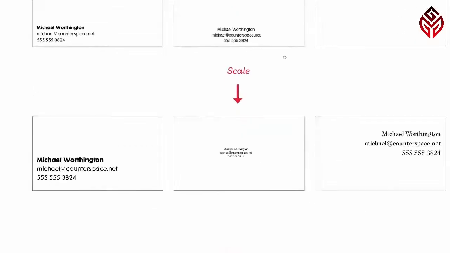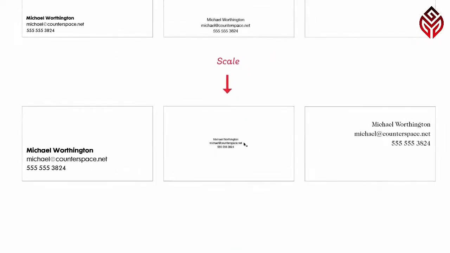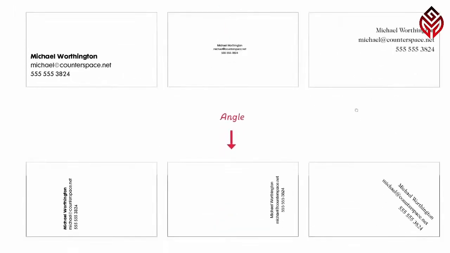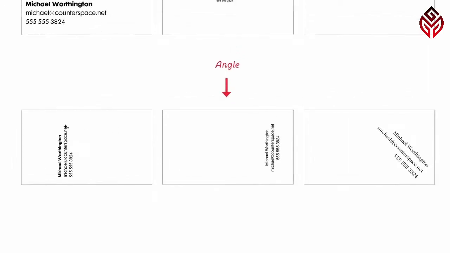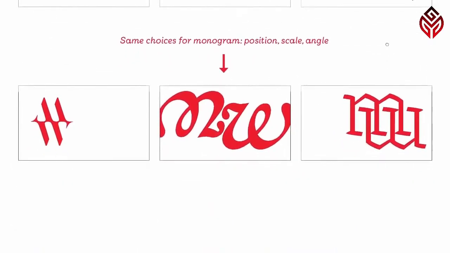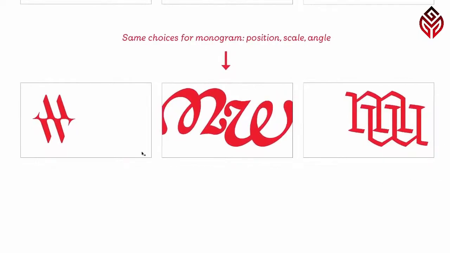You can think about the scale of your typography within the card. Should it be very small? Should it be really large and dominant? And you can play around with it, see which typefaces work at which different scales. And you can also look at the angle of your typography. We're used to seeing type being horizontal, but it can also run vertically, it can run at an angle, or your card itself might be a vertical or a horizontal card. If you now introduce your monogram into the design, you also have the same choices for the monogram. You can think about its position, its scale, and its angle.